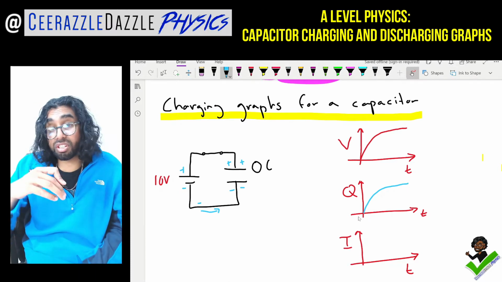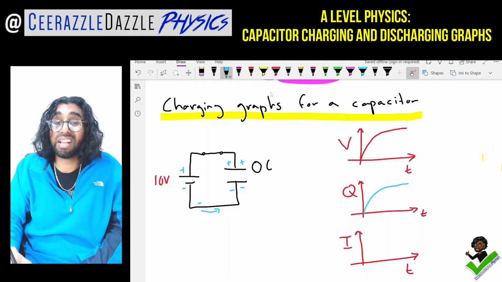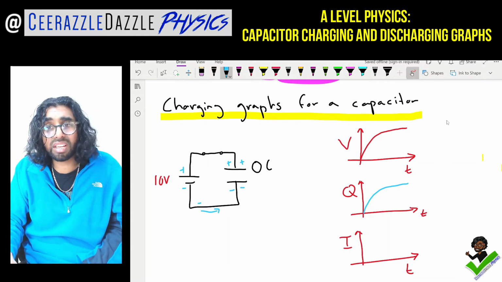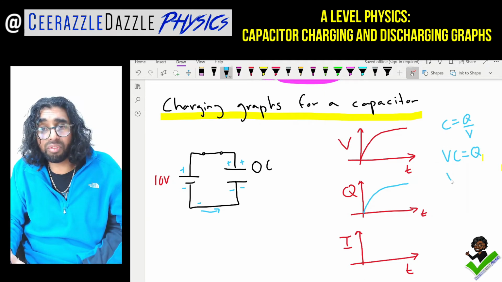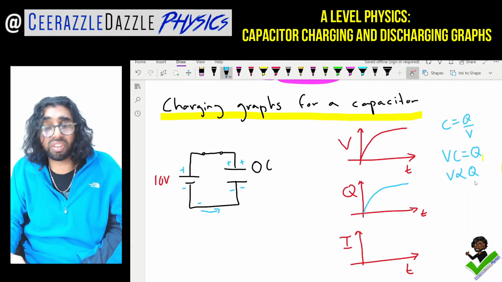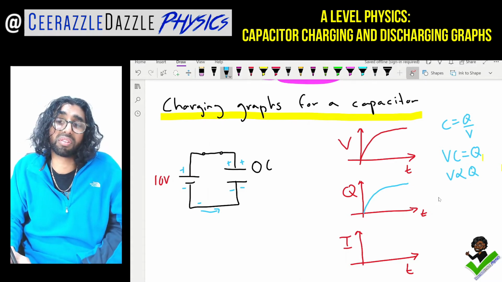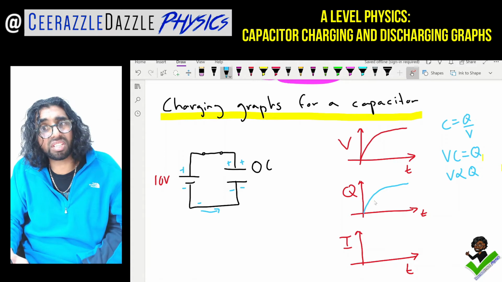Okay, so charge against time looks like the one of voltage against time. That should also make sense because we know that capacitance is equal to Q over V, and if the capacitance is constant, then voltage is proportional to the charge. Voltage is proportional to the charge. That makes sense. That's the reason why the graphs are the same.